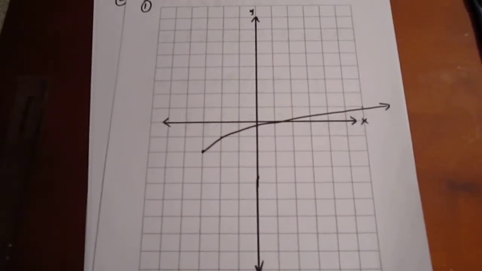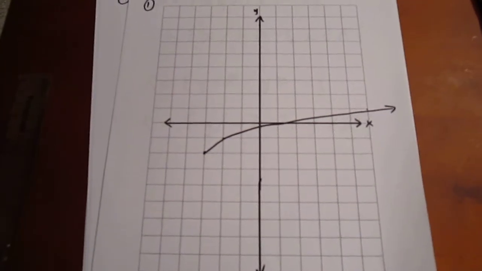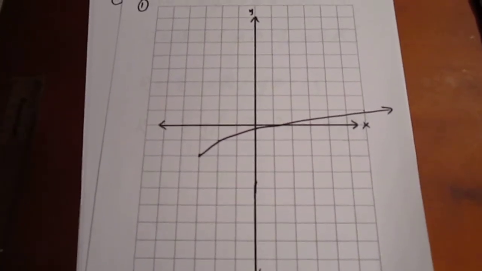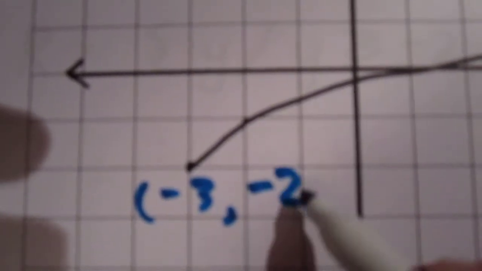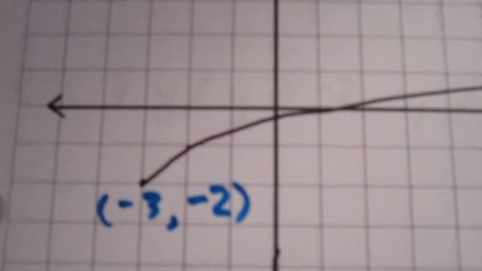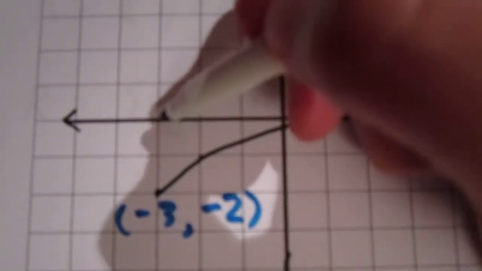Our task is to find the domain and range of this curve. If we look a little closer at the point which is quite obviously important in our analysis, we see that it is the point (-3, -2). Now what we do is go to that point, and thinking of the domain first, we're going to identify the spot on the x-axis which would help us to find that point.